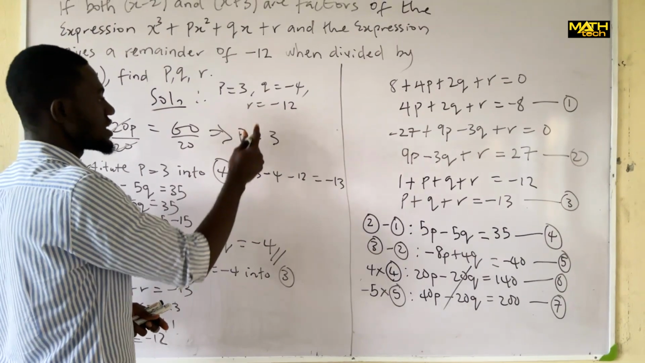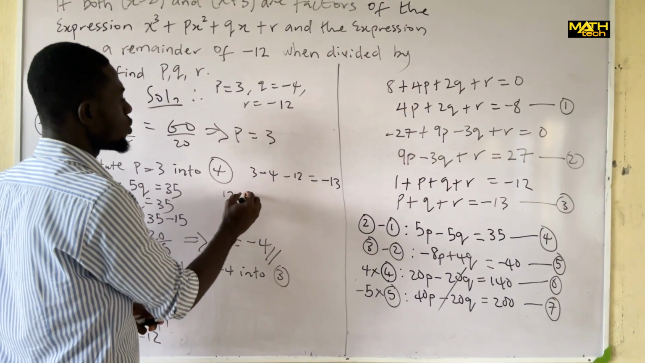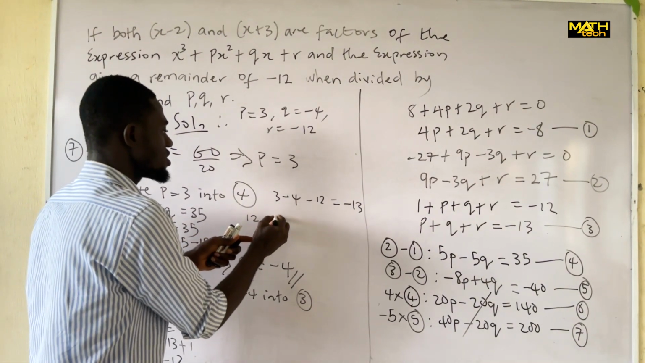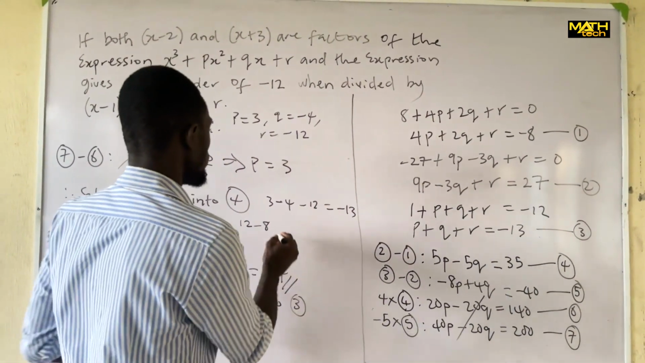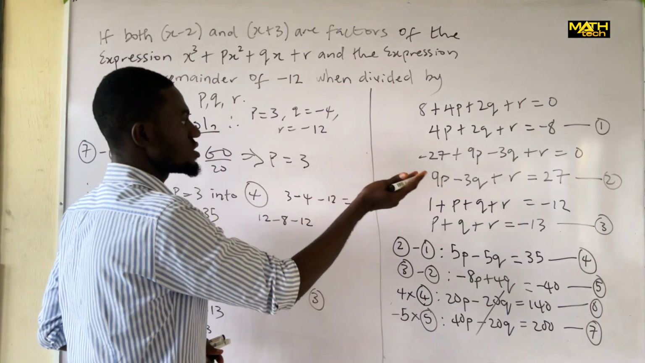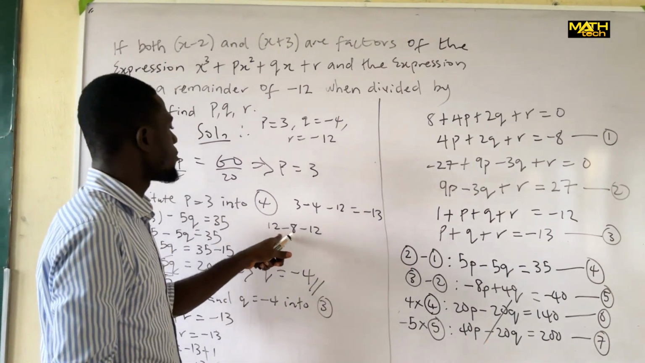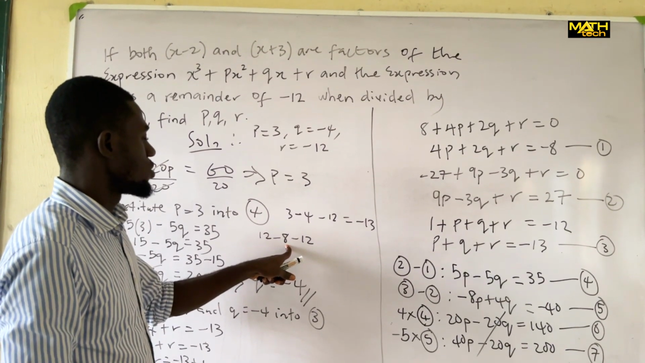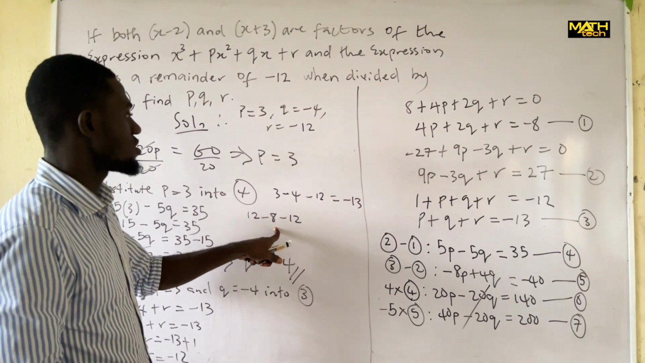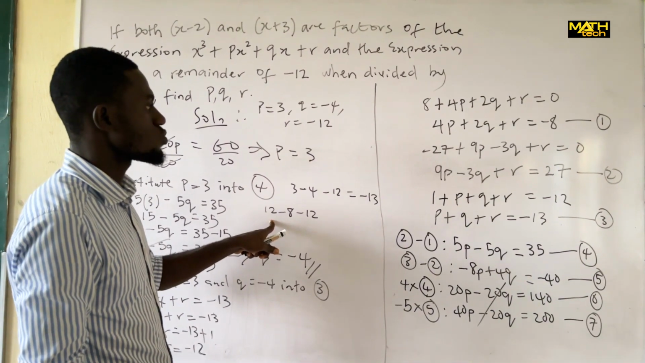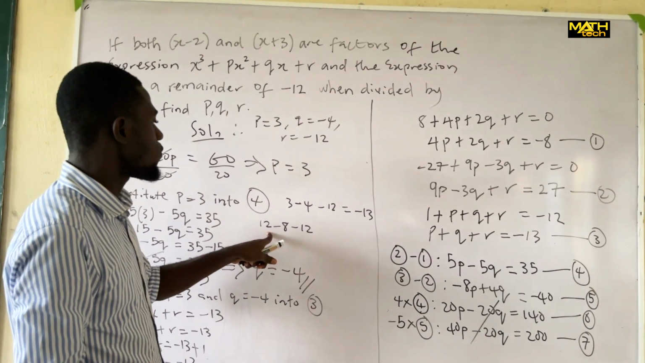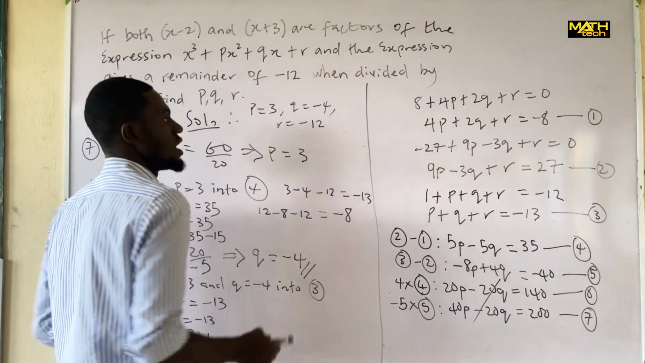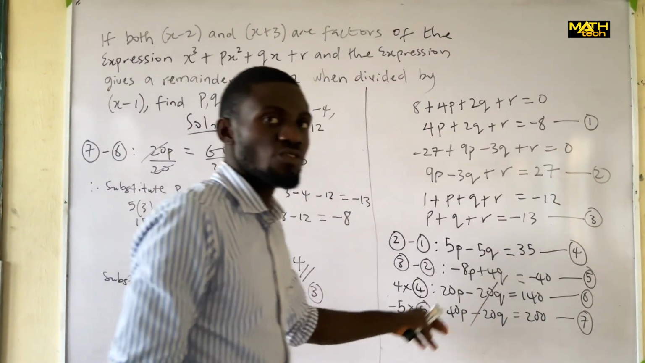If you still doubt that, let's substitute into equation 1 to see what we get. 4 times p, that is 4 times 3, will give us 12, plus 2 times q. 2 times minus 4 gives us minus 8, so here will be minus 8. And r is what? Minus 12. Let's see what the value gives us. 12 minus 8 gives us what? 4. And 4 minus 12 gives us what? Minus 8. And we can see that equation 1 holds.